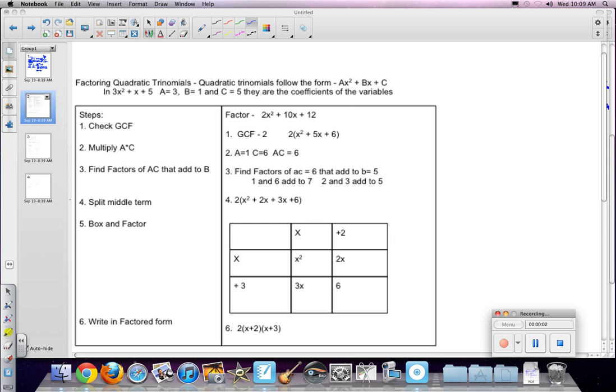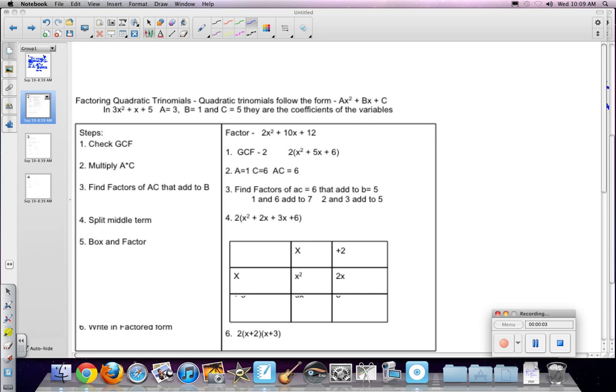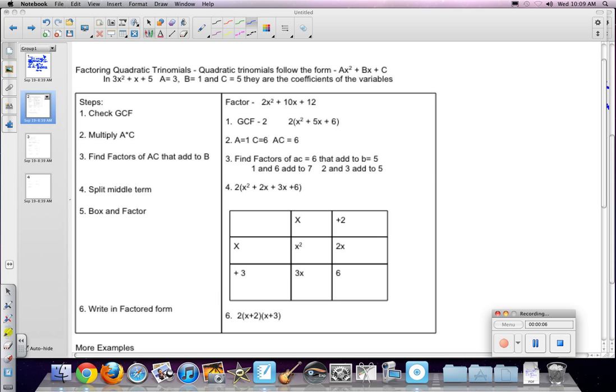All right, so let's go ahead and talk about factoring trinomials. There's some definite patterns to it that make it a little bit easier to do. And here are our steps.